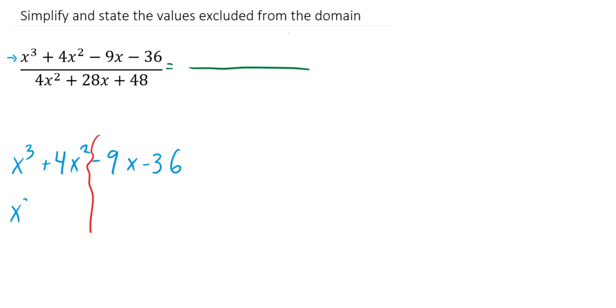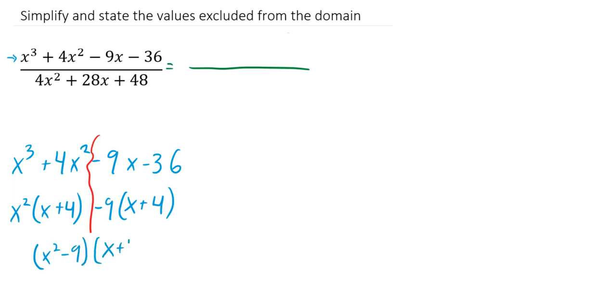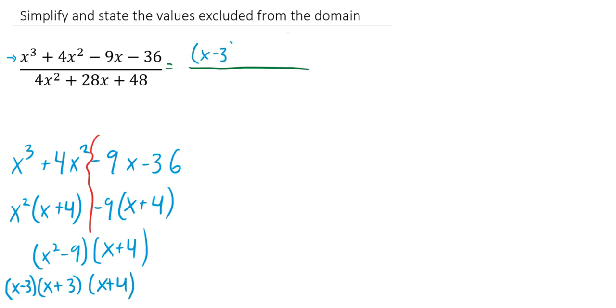On the left, I could take out an x squared. That leaves me with x plus 4. On the right, I could take out a negative 9. That leaves me with x plus 4. Happy birthday to me. I have x squared minus 9 times x plus 4. Does this factor more? Yeah, x squared minus 9, that's the difference of squares. X squared minus 3 squared, so I'm doing x minus 3, x plus 3 times x plus 4. The top factors into x minus 3, x plus 3, x plus 4.